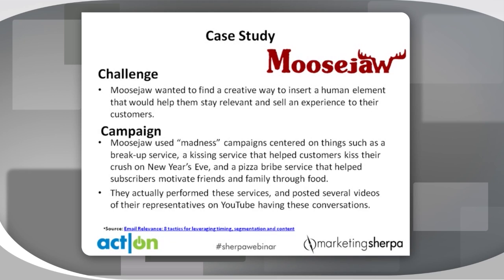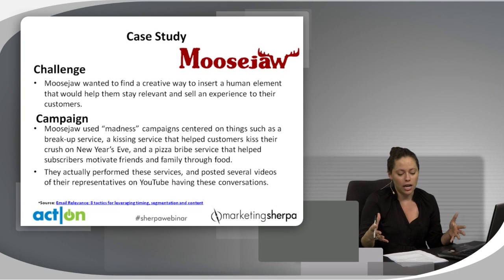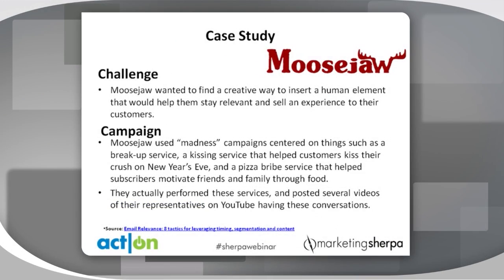They started a madness campaign where they offered services such as a breakup service, a kissing service that helped customers kiss their crush on New Year's Eve. They didn't have their employees go out and kiss random people. An email bribe service to help subscribers motivate family and friends through food, which was just fun. They're an outfitter, so it wasn't really related to their product. It was just conveying their personality. So customers had to send Moose Jaw some information, phone number of the person being dumped, for example, 3 good things about the person, and 3 reasons for the breakup for their breakup service.